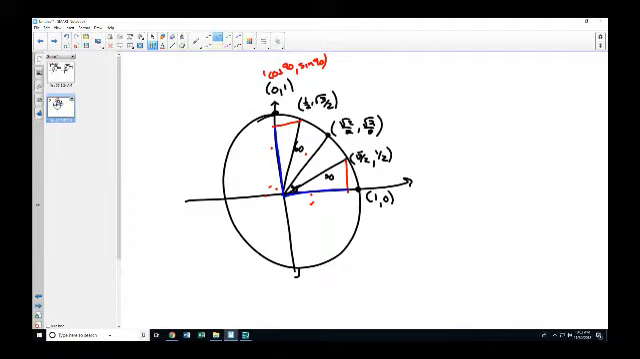Then you do 45, cosine's root 2 over 2, sine is root 2 over 2. And 30, cosine's root 3 over 2, and sine is 1/2. And then you have 0, right? Sine is 0. And there you go. So that's the hand trick.